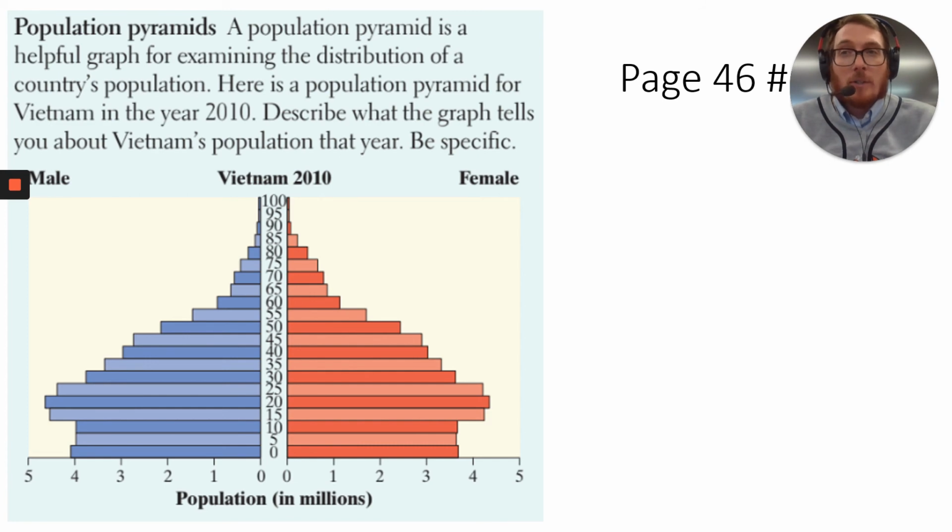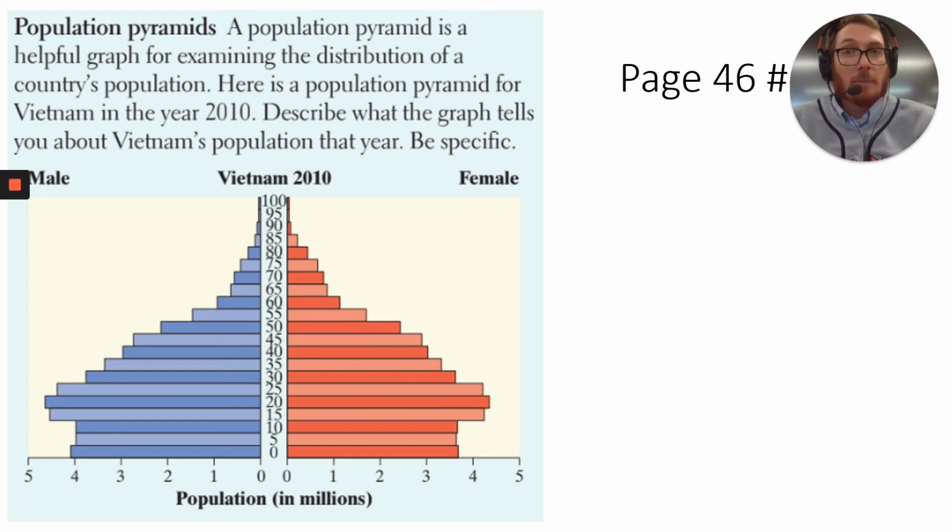This question is from your textbook. This is what's known as a population pyramid. It's basically a back-to-back histogram, a similar idea to the back-to-back stem and leaf plot or stem plot. This shows the distribution of Vietnam in the year 2010 in males and females, with population in millions. Then describe what you see, but you've got to make sure you're specific.